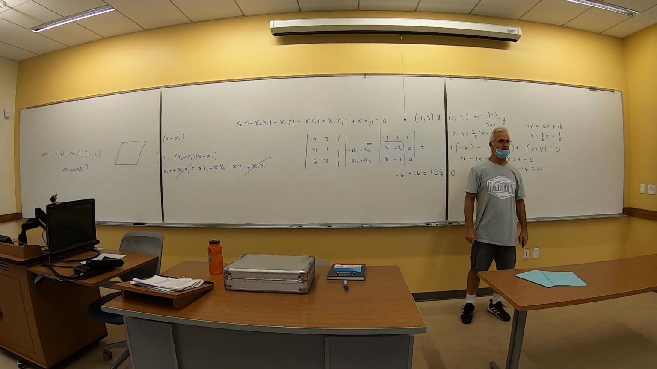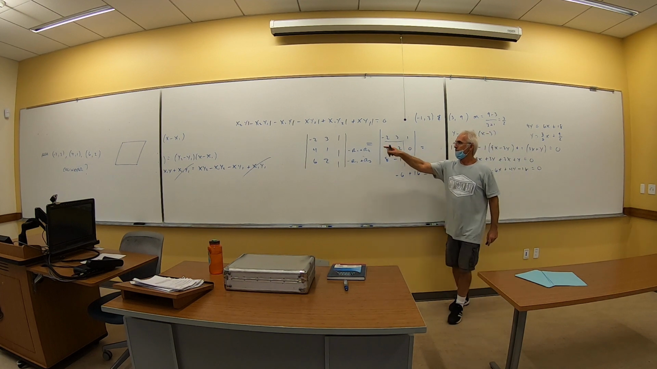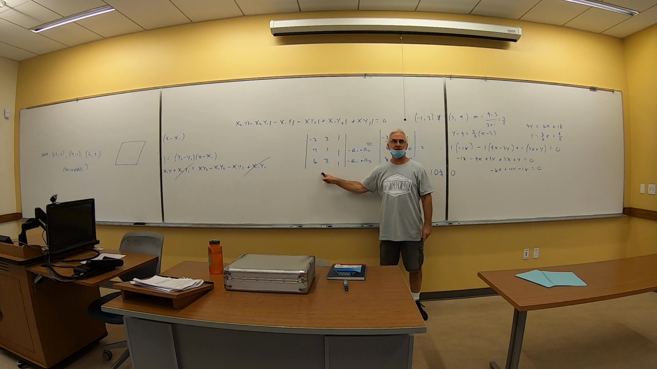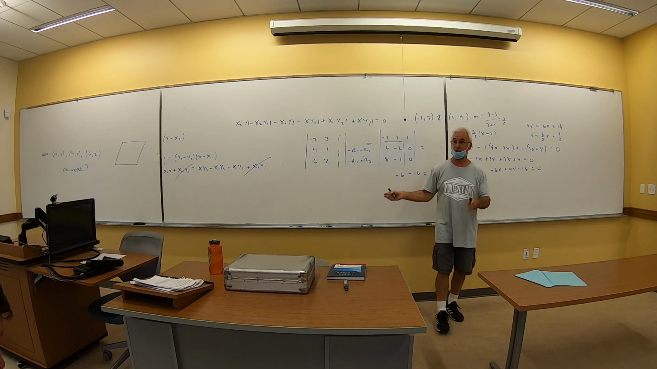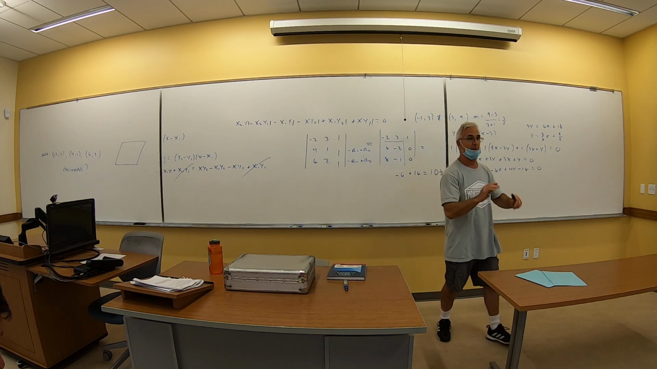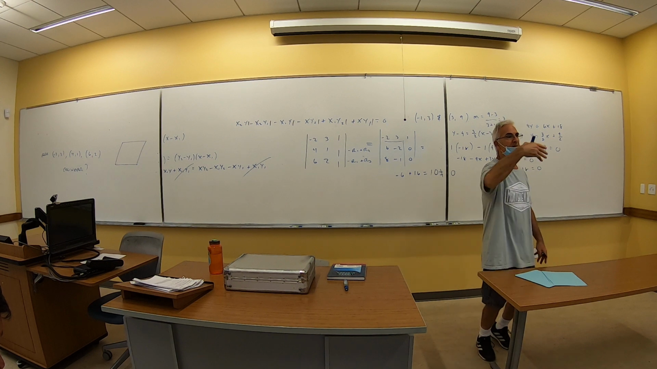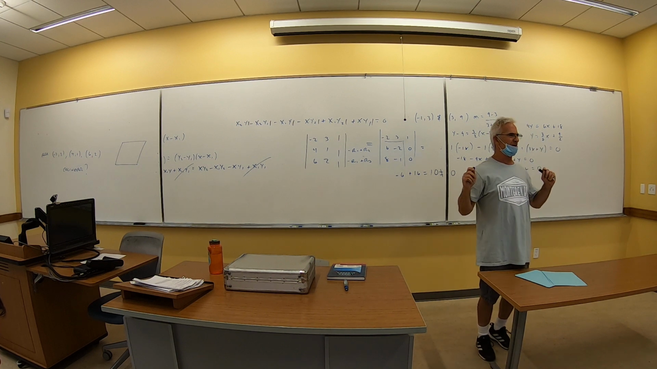Plus or minus. Do you agree that the order I put the points in was arbitrary? There's 3 factorial ways, 6 ways I could have put the points in. Half of them would have given me 10, half of them would have given me negative 10. We have to remember that. So technically it's the absolute value of my determinant, which seems weird.